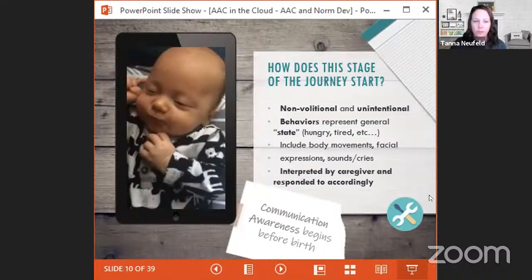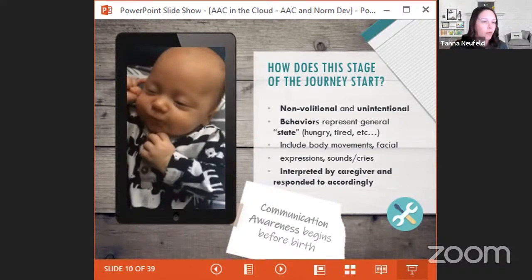All right, so this is where my interesting magnification and zoom stuff comes into play. First, let's take a minute and talk a little bit about this stage, and then we're going to watch a little video clip of this infant. So if we're thinking about that communication awareness stage, communication awareness starts before babies are born, right? It starts in utero with listening. And so we want to think about, what does communication awareness look like, and what are some of the things that are kind of going on in this developmental stage for these infants?